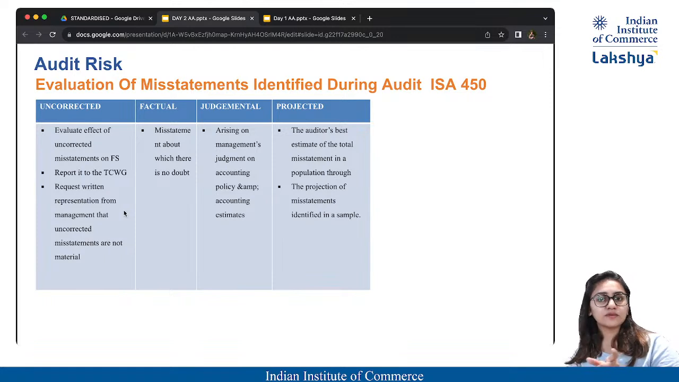Okay, so the next type of misstatement is judgmental. It depends from person to person. You might find there's a misstatement, it is your judgment. Okay.